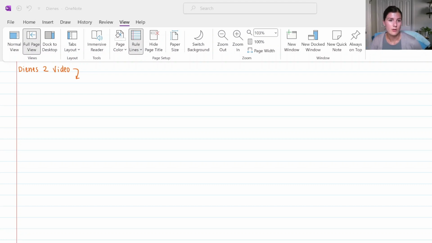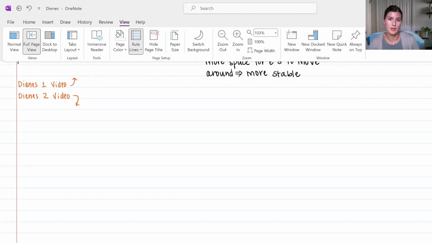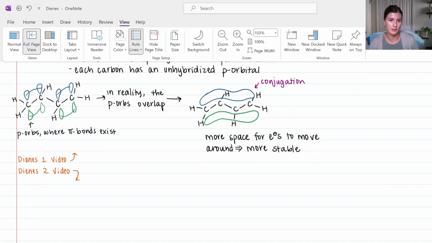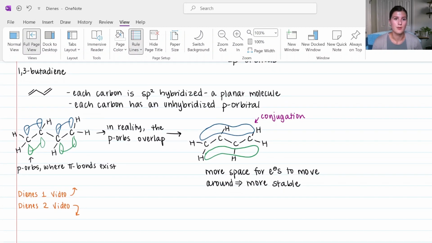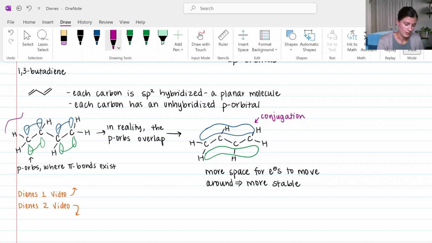In this video, we're going to continue talking about dienes, and I actually want to first look back at something we covered in the previous video, so in the dienes 1 video, when we were looking at 1,3-butadiene. And we said in this molecule, each carbon is sp2 hybridized, so each carbon has an unhybridized p orbital. And on the left side, over here, we drew that structure with the unhybridized p orbitals.